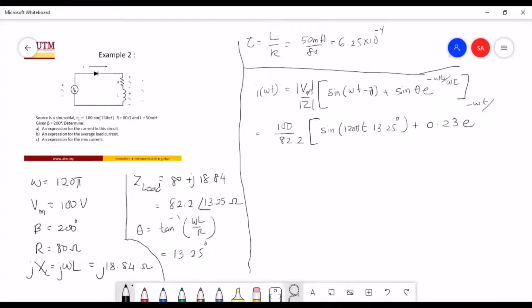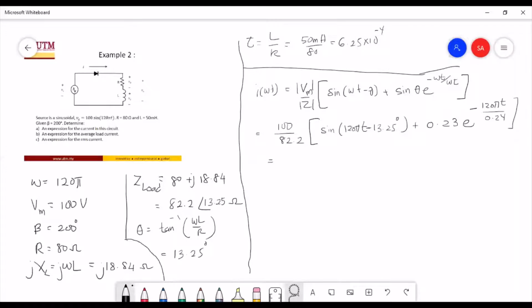So this should be 120 pi t minus, okay, this one is also given, so negative 120 pi t over 120 pi multiplied with this one, so 100 multiplied with pi multiplied with 6.25 exponential negative 4. So this is actually 0.24.